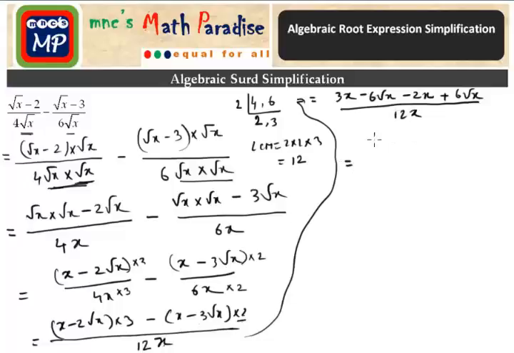Now if we collect the like terms, 3x and minus 2x will give us x, and minus 6 root x plus 6 root x cancel each other. So in the numerator we get only x, and in the denominator we have 12x. If we cancel x and x, we get 1 division 12. So the simplification of this algebraic surd expression gives us 1 over 12.